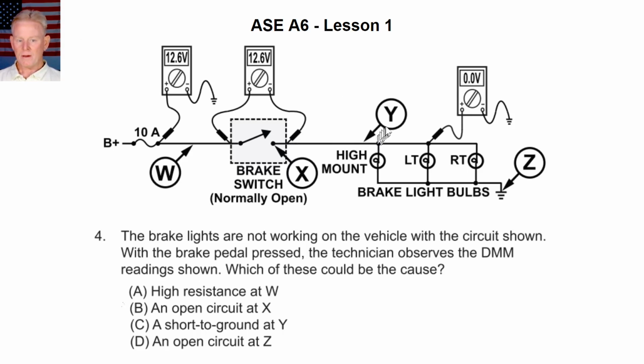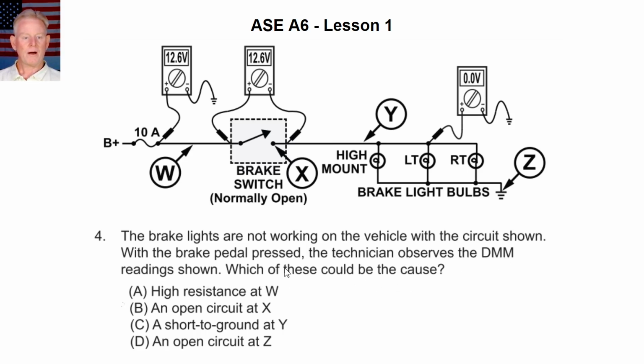Then here, well, it's just saying it's a Y. Here's our other meter. It is connected to the circuit that's running to both the brake light bulbs, measuring from that circuit to ground, and there's no voltage displayed. So again, the brake lights are not working on the vehicle with the circuit shown. The brake pedal is applied. The technician observes the voltage reading shown. Which of these could be the cause?